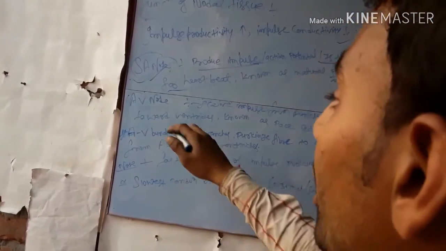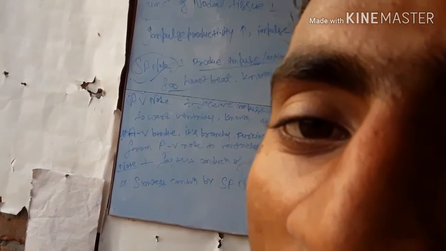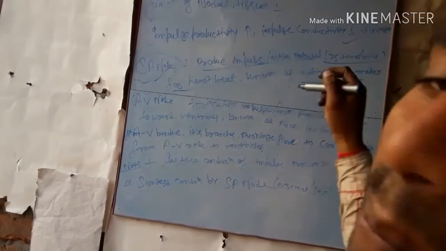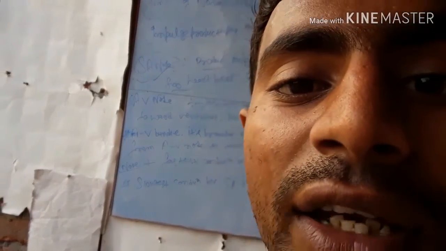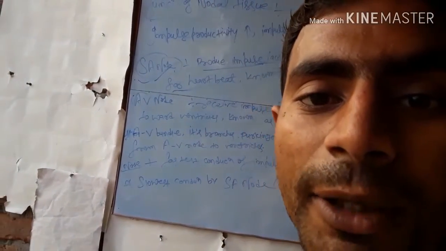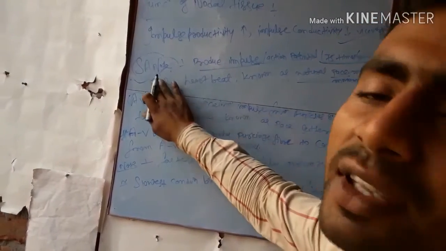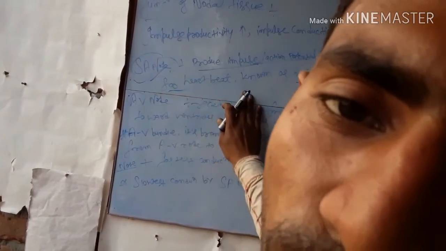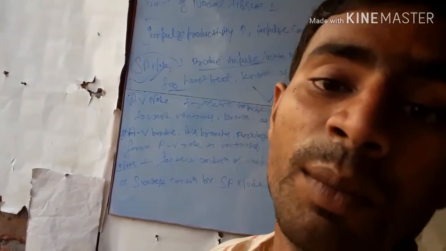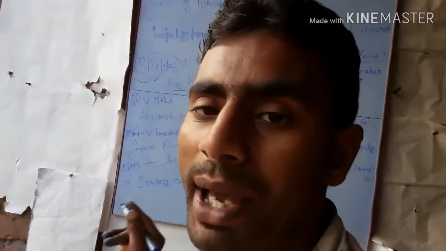This is also a necessary point: the sino-auricular node is also called the natural pacemaker. Pace means movement. So the SA node is also known as the natural pacemaker. This is very important, because this question has been asked in previous NEET exams and also in AIIMS.